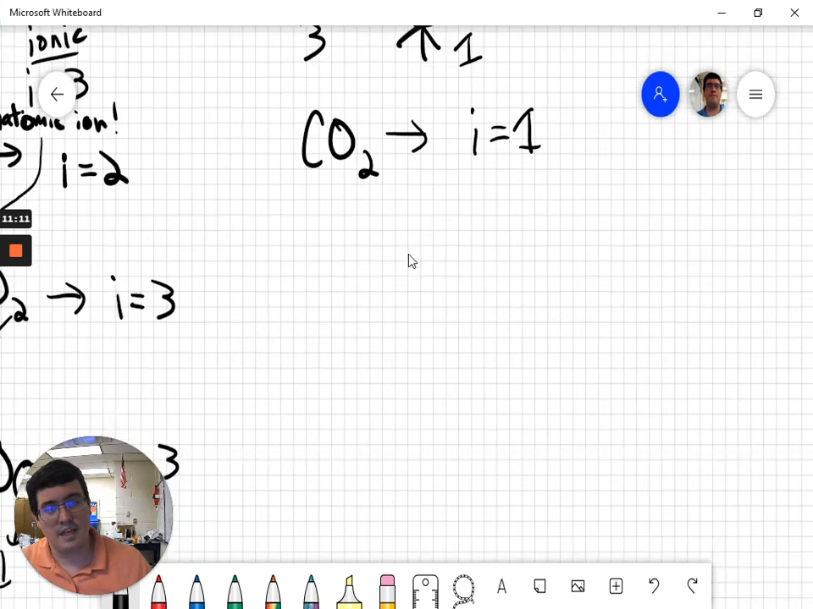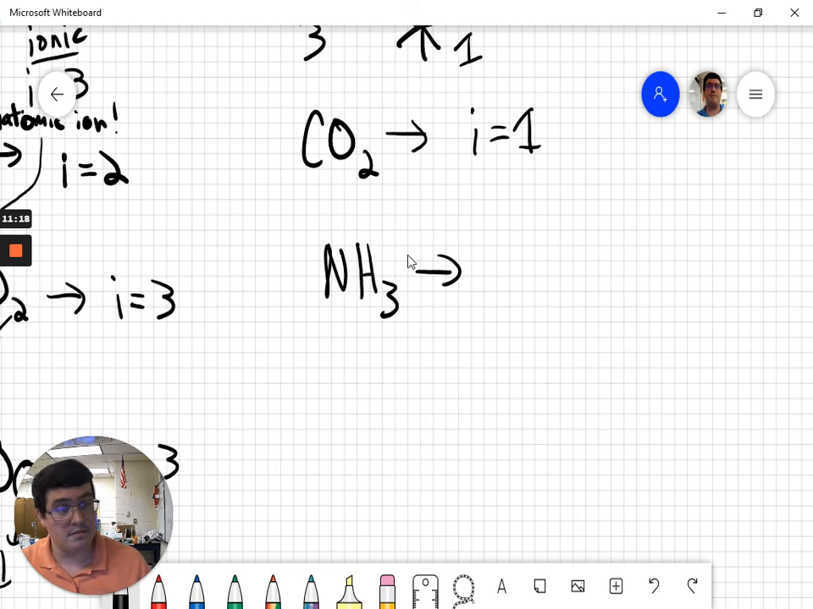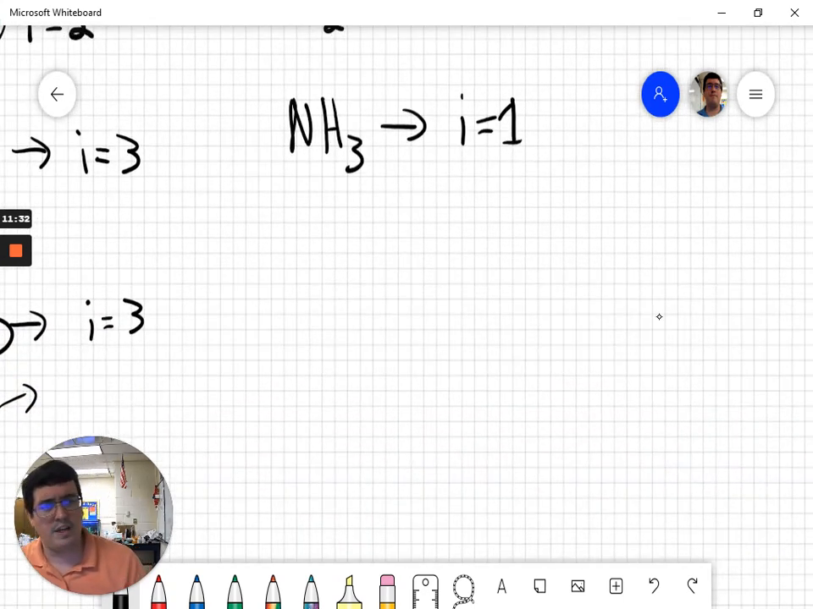What about something like NH3? Pause. Some of you probably didn't even pause it because as soon as you wrote it down, you said, no, I got it. It's I equals 1. That's also a covalent compound. Something weird happens when you put that one in solution, though. We're going to talk about that next week. Last one, most difficult one. What is the I for this one?